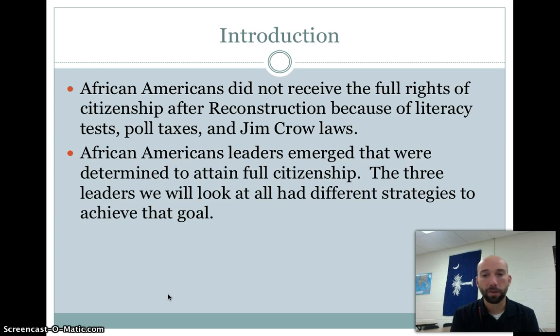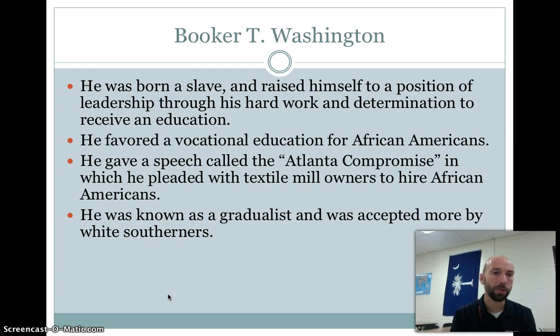The three that we talked about are probably the most famous and the most important to our class, at least: Booker T. Washington, W.E.B. Du Bois, and Ida Wells Barnett. Each of those had different strategies to achieve that goal, and you're really going to need to pay attention, and I'm going to try to highlight some things that are really important that you definitely need to know in class. So we're going to start with Booker T.